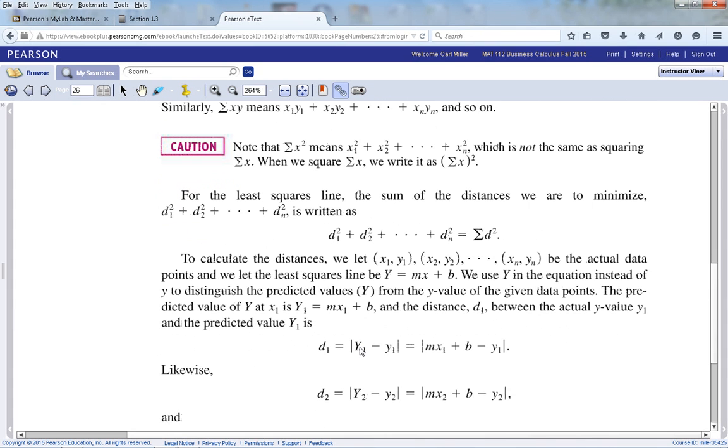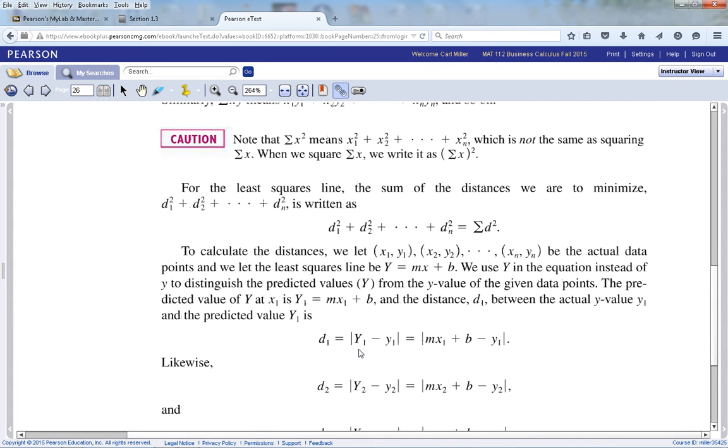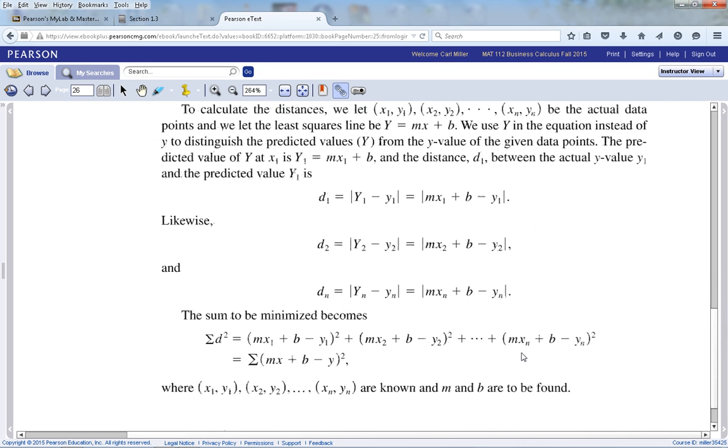And then what we're going to do is take each distance, the distance between what the line says the Y value of the point should be and what the actual y value of the data point is. And we're going to actually square all of these things. So this turns out to be mx1 plus b. That's what capital Y would be, because that's what the line says the Y value would be at point x1, minus what the actual data point, lowercase y1, turns out to be. And we would do that for all of the values.